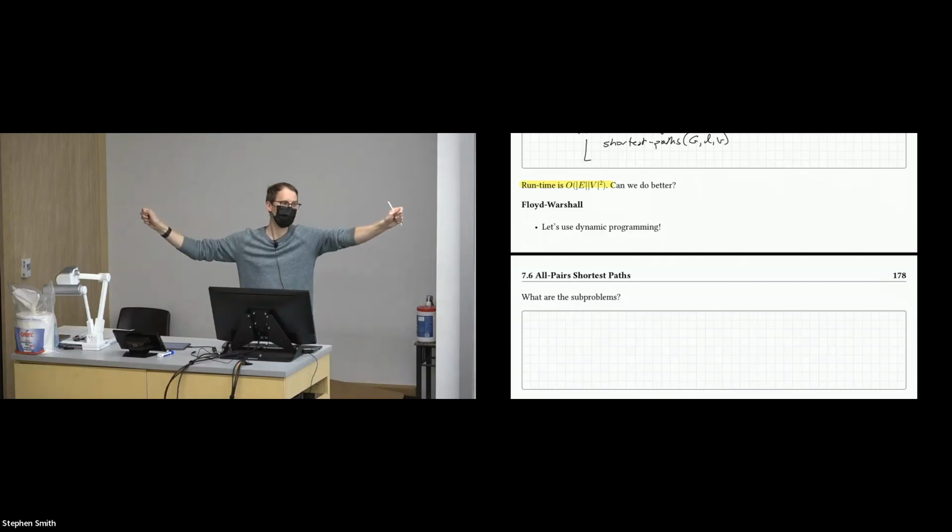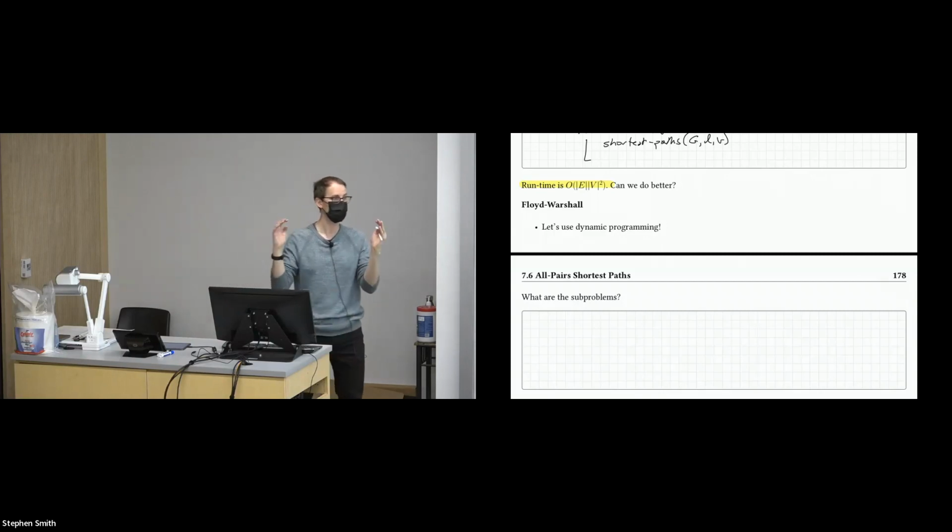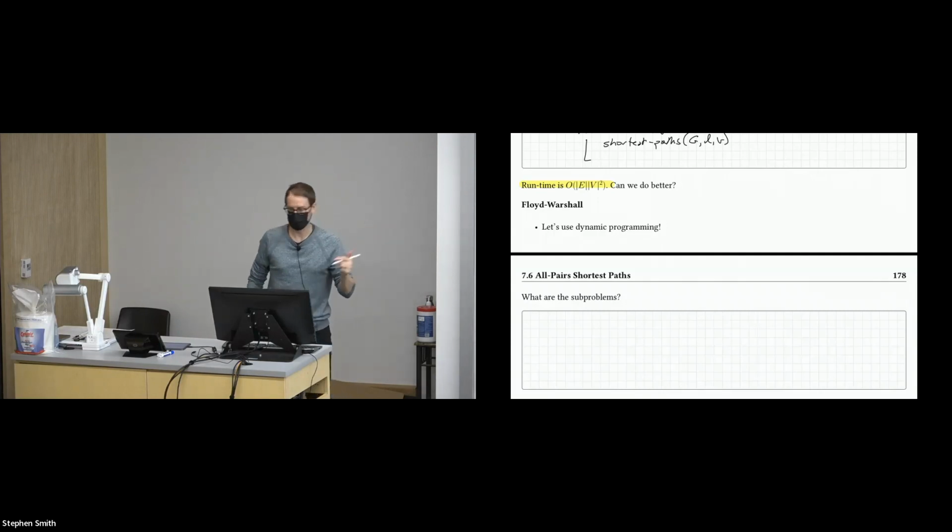So I've got i and j, and in between there are going to be some vertices. For those, I'm only allowed to use a subset of all the vertices in the graph, and those are going to be the ones 1 through k. So it's going to be a 3-index subproblem.